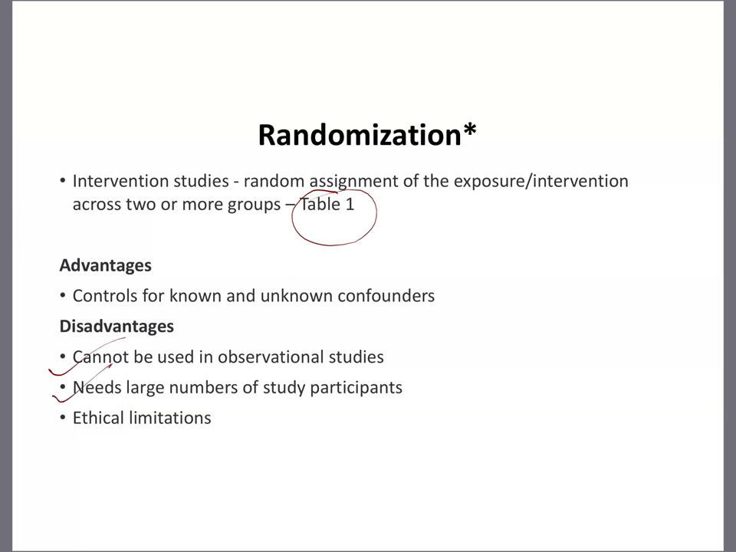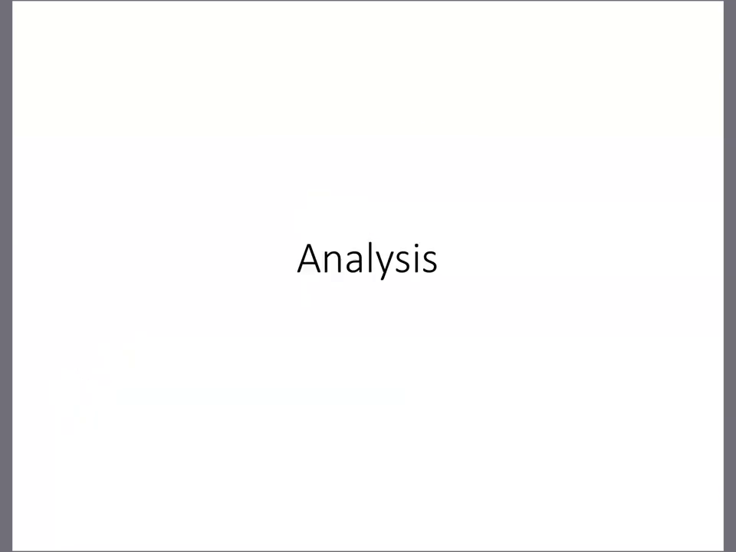Randomization, of course, cannot be done in observational studies, and it needs large numbers. If you do randomization for small groups, it will not make the two groups comparable. So sufficient numbers are required. And then, of course, there are ethical limitations; only when there is equipoise can you do randomization. So this, I think, many of you already know in detail about randomization.